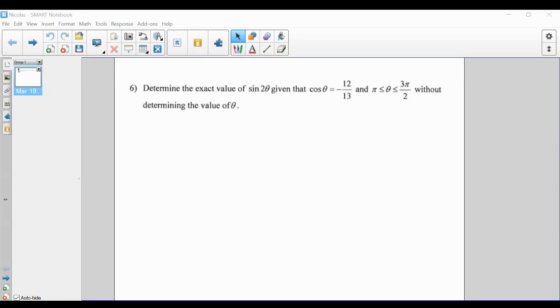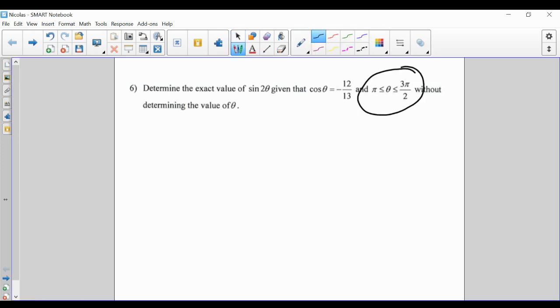Okay, Nicholas, this was a very late request for help, but I'll see what I can do here. First thing you have to recognize is that this is the third quadrant. I know that because it says between pi and 3 pi over 2. So if you think about where that is, that must be a third quadrant angle.